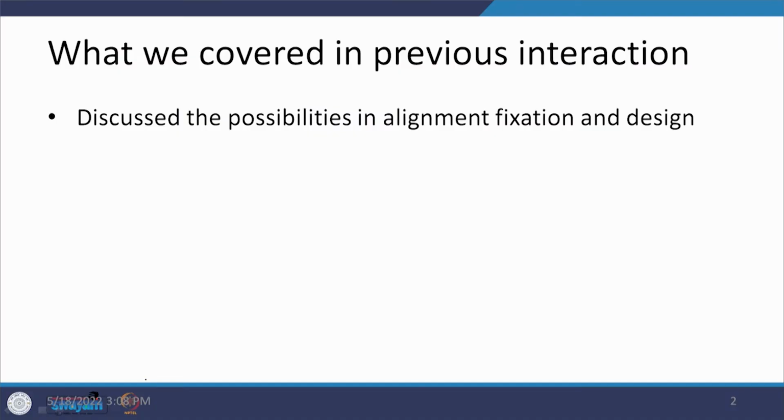Dear students, we are going to continue with the alignment design. That is the module we started in the previous interaction. In the previous interaction, I tried to give you an overall picture of what we are going to talk about in this particular module in the coming lectures, and I hope that you have been able to understand what are the various elements or the broad categorizations in the area of alignment fixation and design which we need to tackle. In that direction, we looked at the possibilities of having the horizontal alignment, vertical alignment, and towards the end the coordination of those alignments.